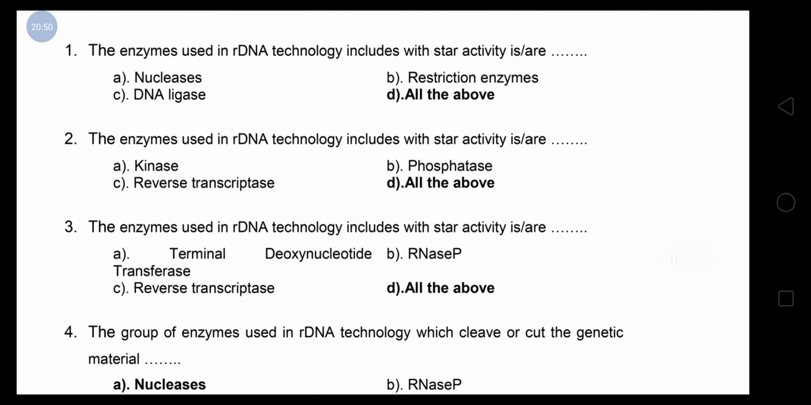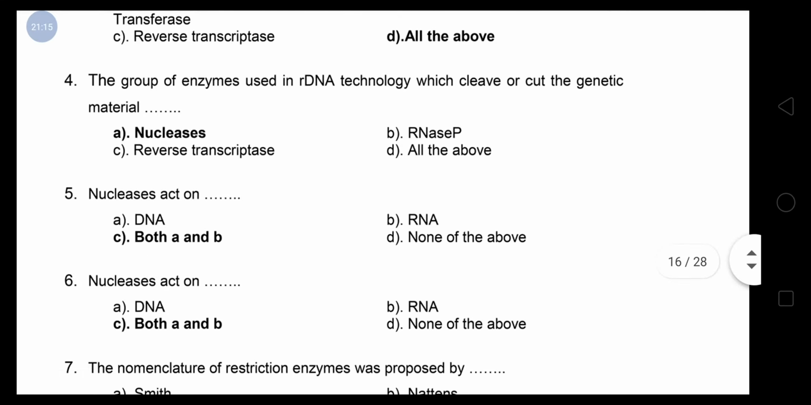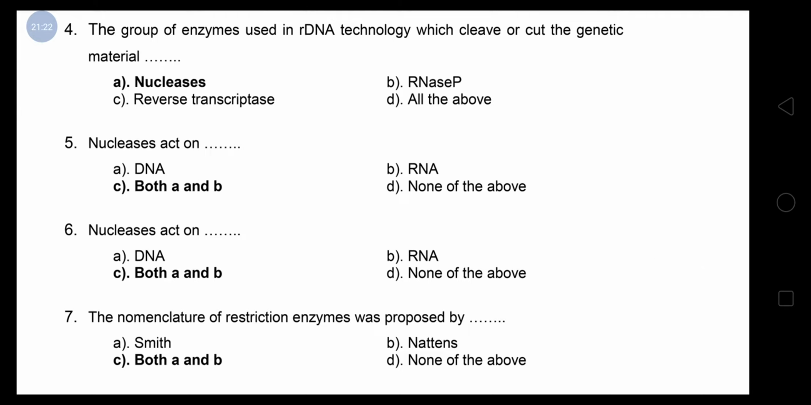Enzymes used in rDNA technology are nucleases, restriction enzymes, and DNA ligase. Other enzymes are kinase, phosphatase, reverse transcriptase, terminal deoxynucleotidyl transferase, RNase, and reverse transcriptase. The group of enzymes used in rDNA technology which cleaves or cuts the genetic material are nucleases.